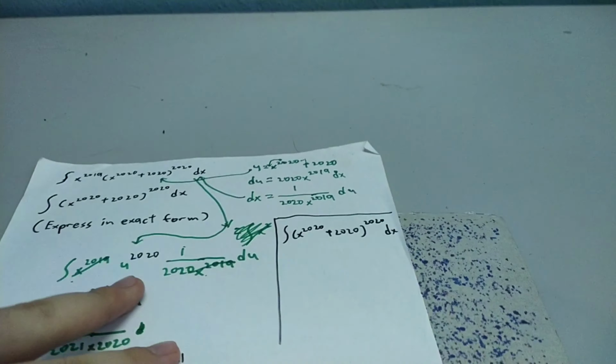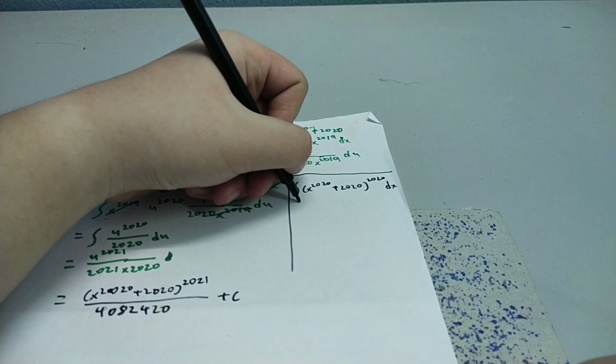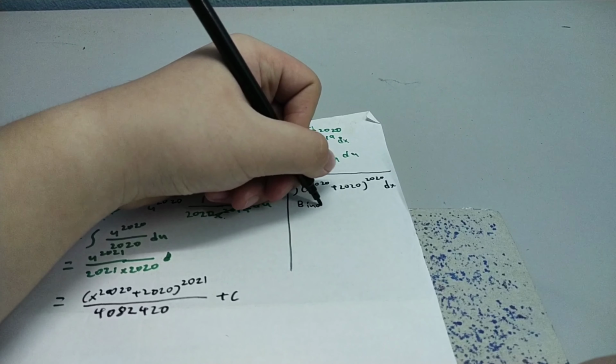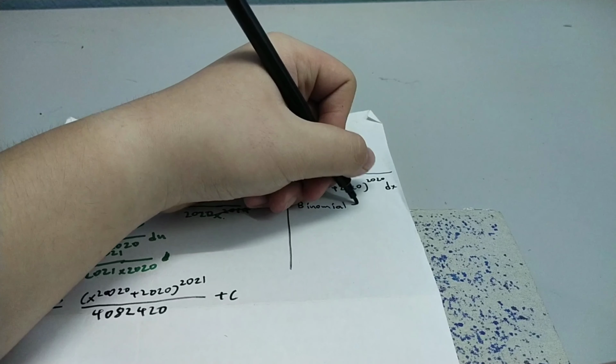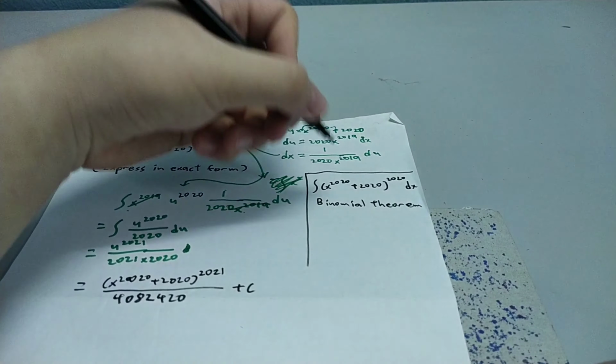So this tells us what? This tells us that we could use something called the binomial theorem. So, what does the binomial theorem tell us?